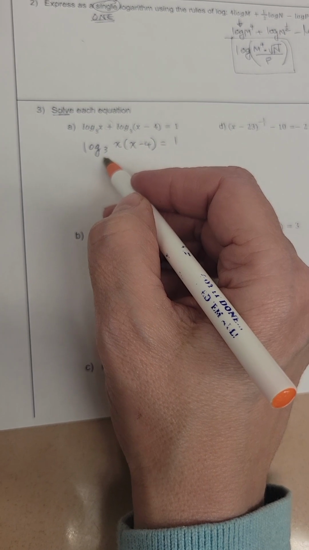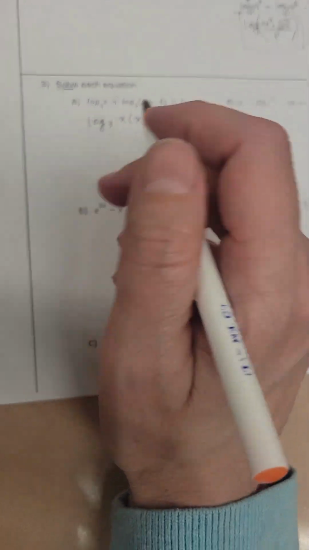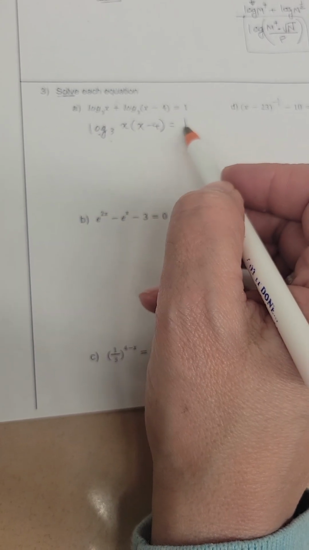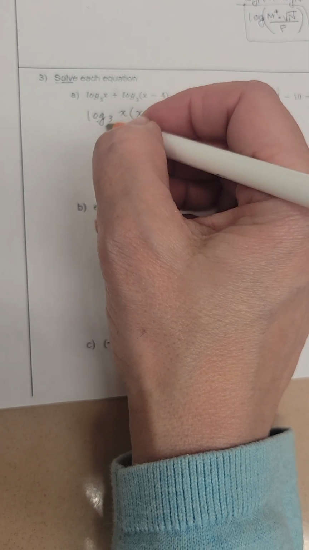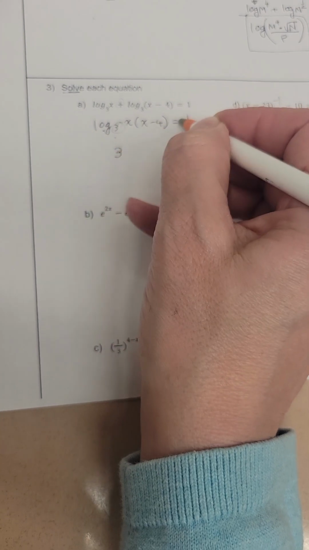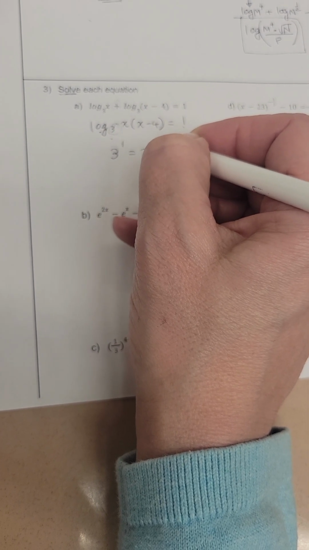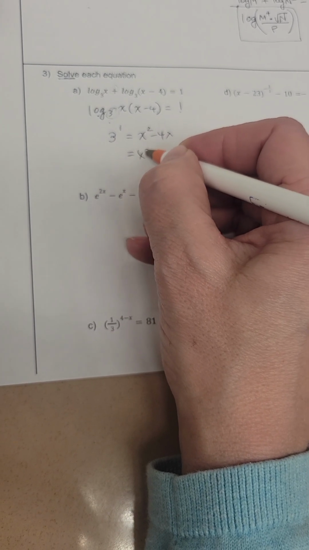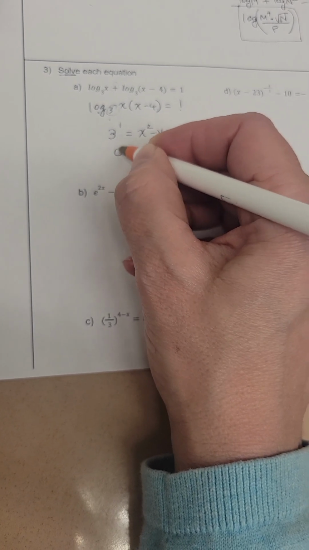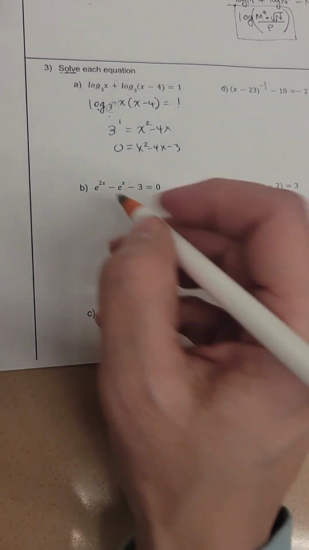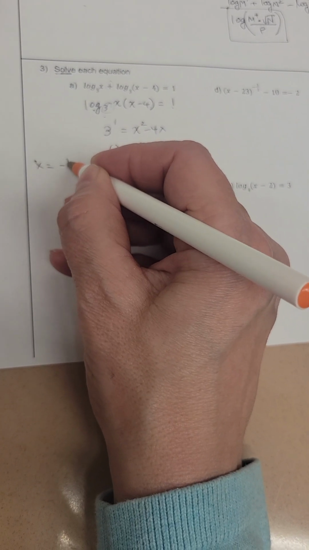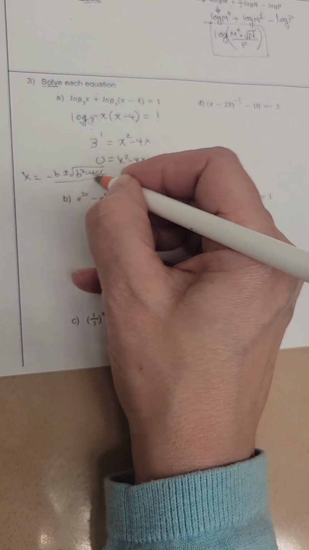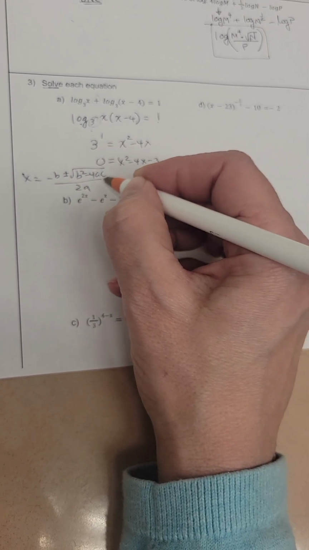Okay. And remember, solving for x means getting rid of everything else around it. So I'm going to get rid of the log first by rewriting this in exponent form. So it's 3 to the 1 equals x squared minus 4x. Okay. And solving this does not factor, so you have to use the quadratic formula. Of course you remember that. If you don't remember it, make sure you put it on your index cards to memorize it, okay?